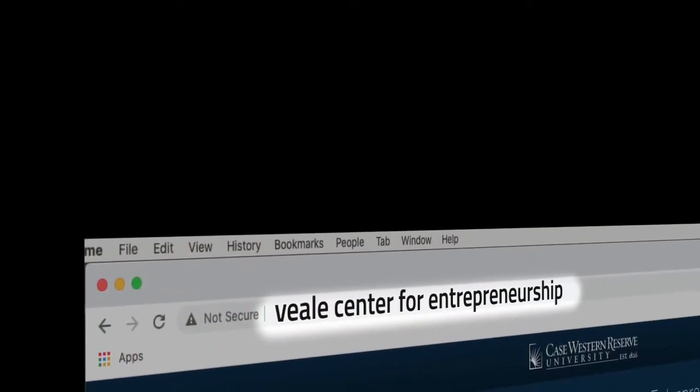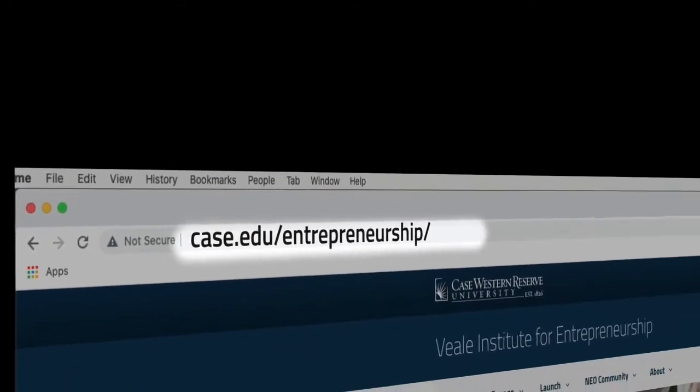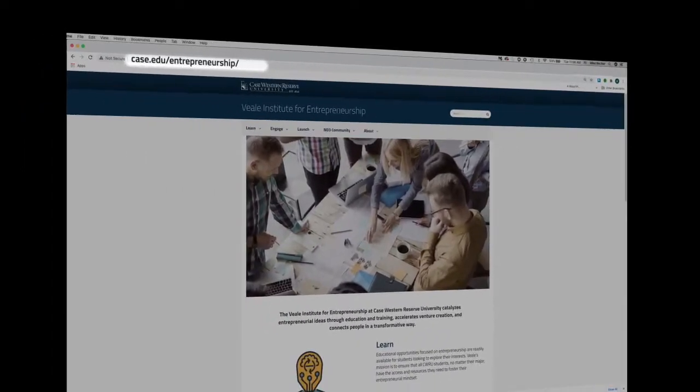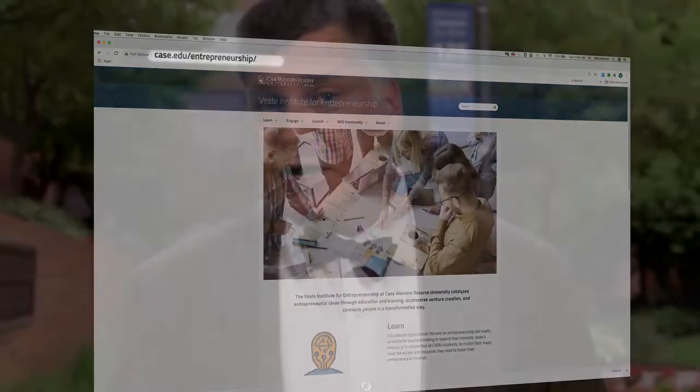Finally, of course, there's always the Veale Center for Entrepreneurship. Just put that into a browser, and you'll find that there are all sorts of resources there for entrepreneurs, as well as some informative brochures about obtaining patents, copyrights, trademarks, and critical deadlines for intellectual property, some of the things we already discussed here. So that concludes all of our videos about intellectual property law.